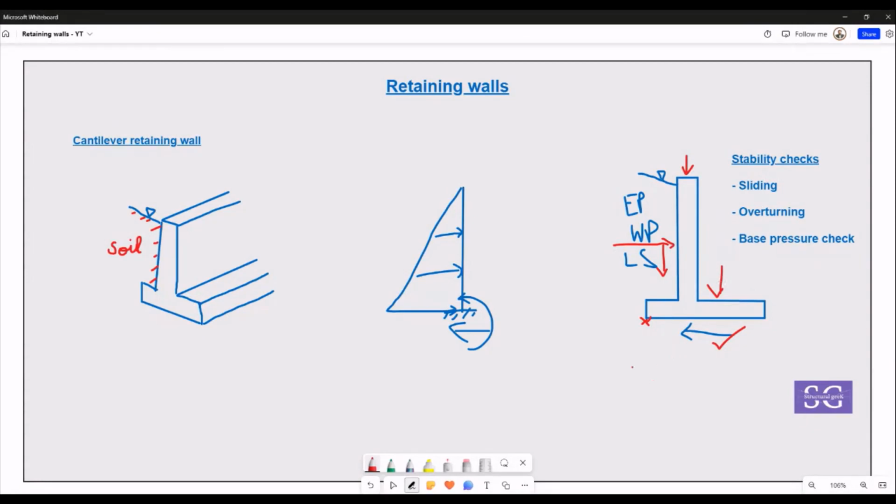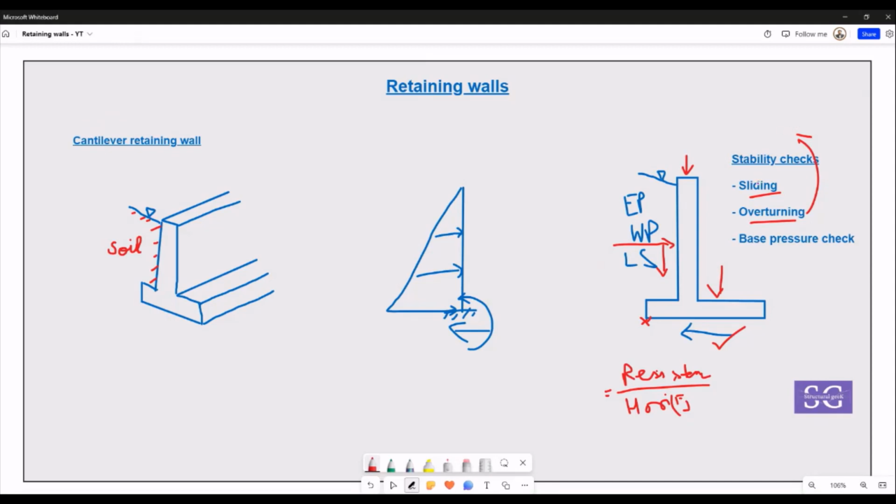So for the sliding check, what you need to ensure is that the resistance from the ground should be at least more than, with a certain factor of safety, the horizontal force that we are getting, this cumulative F that we have got out of these three forces. Similarly, for overturning we need to check that the overturning moment being generated is less than the resisting moment that we are getting from the dead load of soil, dead load of concrete walls, and dead load of the concrete slab that we have at the base.